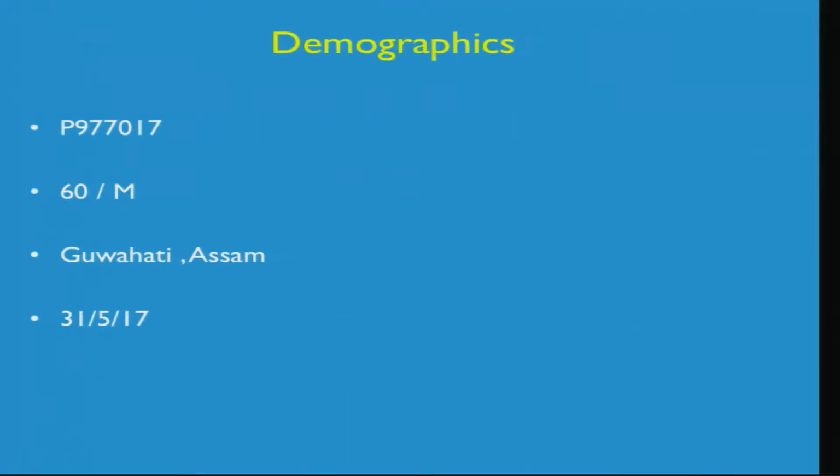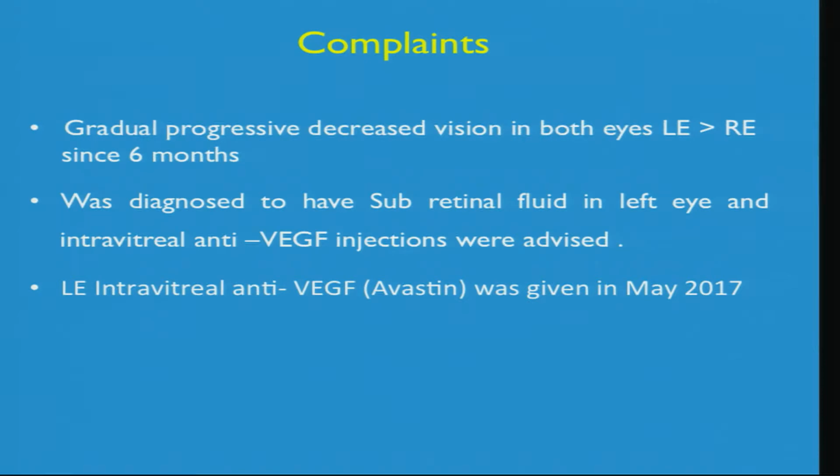Let's start with a case of a 60-year-old male who came from Assam to me in May 2017. He had a gradual progressive vision loss in both his eyes, which was more in the left eye, and he was diagnosed to have subretinal fluid in the left eye. He had a history of taking intravitreal anti-VEGF injections in 2016, and his last injection was in May 2017, which was just a while before he saw me.